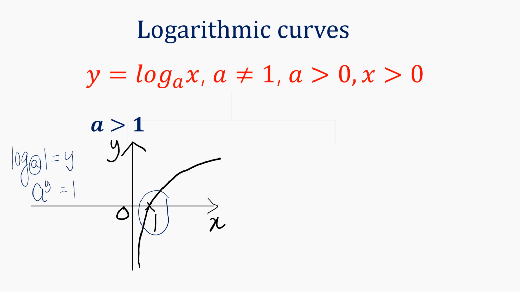And 1, if you recall, much earlier on we also went through the rules of indices. One of them is a to the power of 0 is equal to 1. Like 2 to the power of 0 is equal to 1, 3 to the power of 0 equals 1, 4 to the power of 0 equals 1, and so on. So if you compare these two, can you see that y is equal to 0?